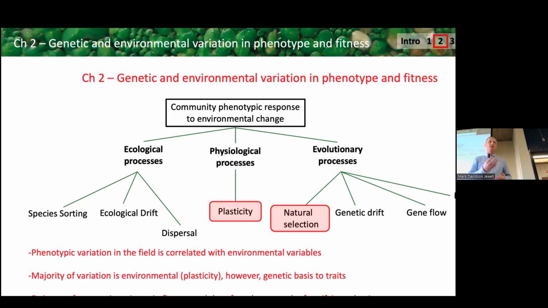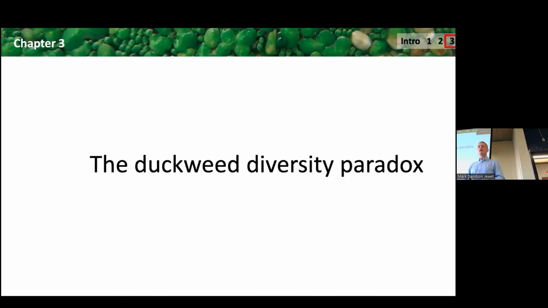However, the phenotype in the field is not necessarily maintained primarily by purifying selection. As I stated before, it's largely through phenotypic plasticity. The duckweed diversity paradox, right? Kind of like the phytoplankton paradox. So how is it that there's so much intraspecific genetic diversity in a single site?